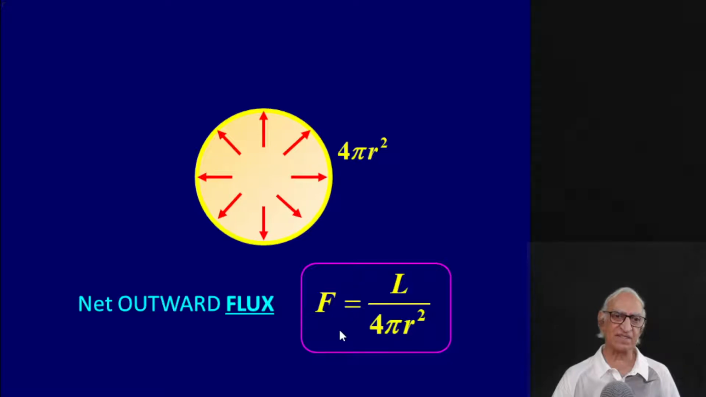Now let us write that net outward flux, capital F, in terms of the luminosity emanating from the center. Since the luminosity is going in all directions, clearly the luminosity divided by 4 pi r squared is the energy per unit time incident on a unit surface area of this sphere, which is of course the flux. Flux is energy per unit area per unit time, whereas luminosity is energy per unit time. There is no surface area that comes in there.